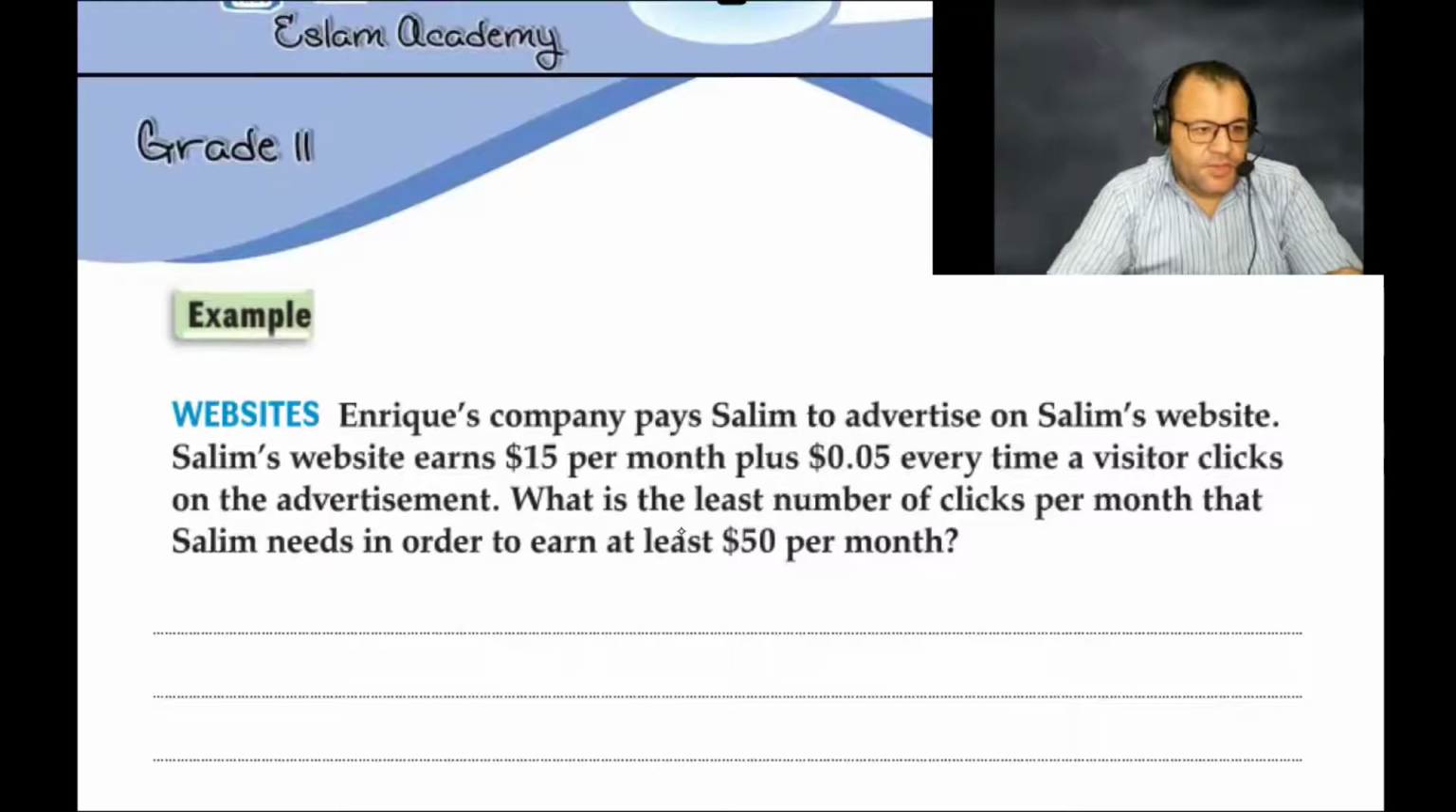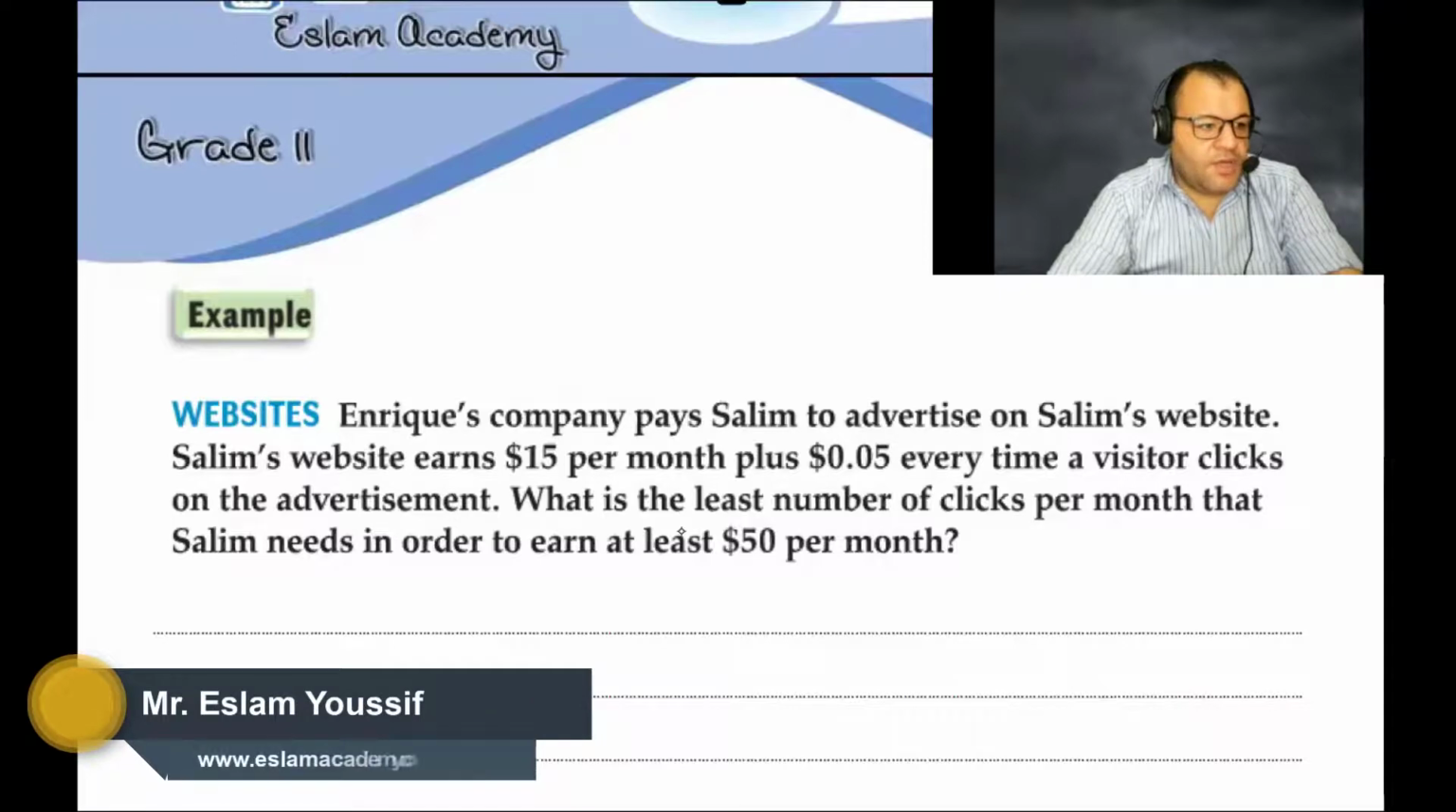Every company pays stamps and websites. Stamps and websites earns $15 per month plus 0.05 for every visitor. What is the least number of clicks per month Salim needs to get $50?